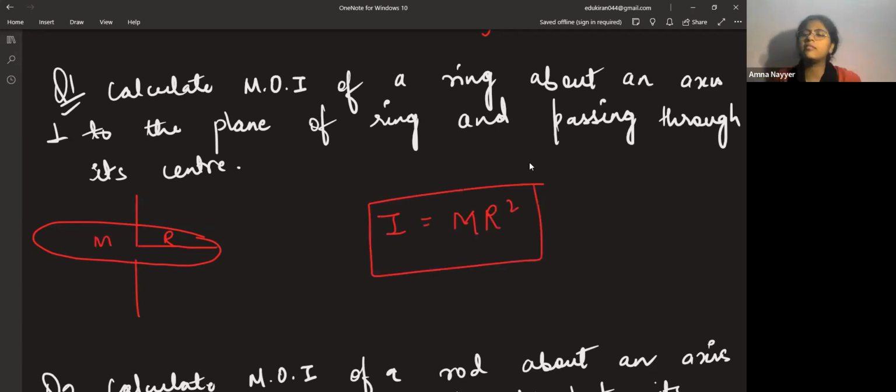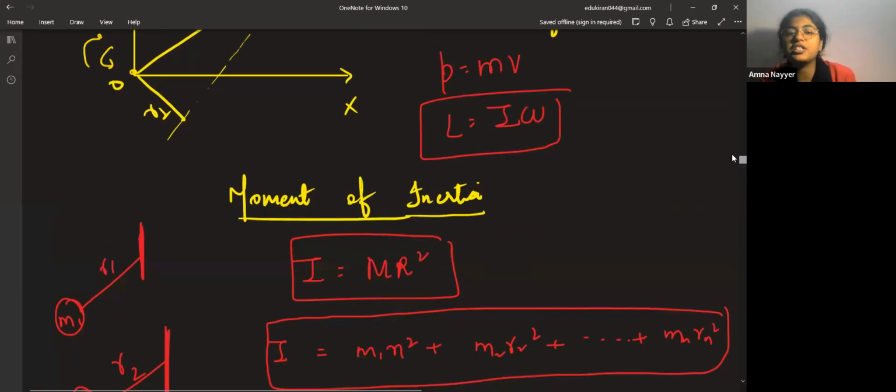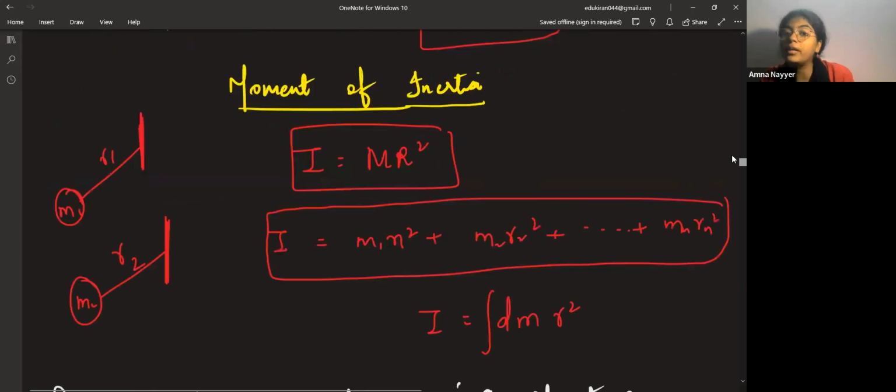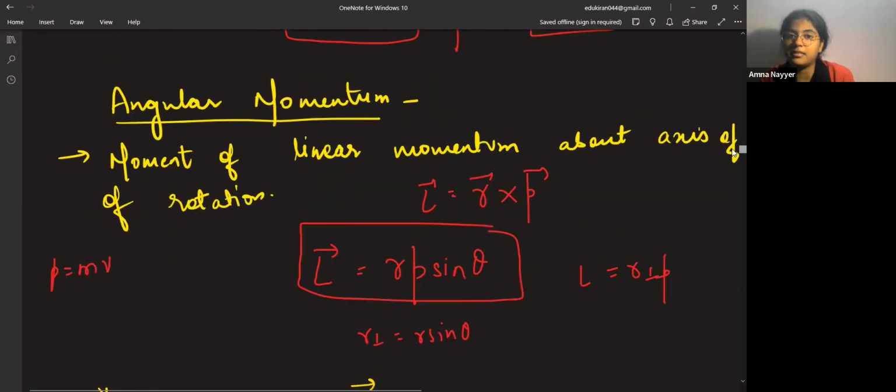Values are given, put in the values. Values are not given, don't put in the value. Keep it like mr square. Let's see it properly. First, you write it down so that at least you understand the moment of inertia and connect it with angular momentum. Then we'll see other questions and how moment of inertia for different shapes are present.